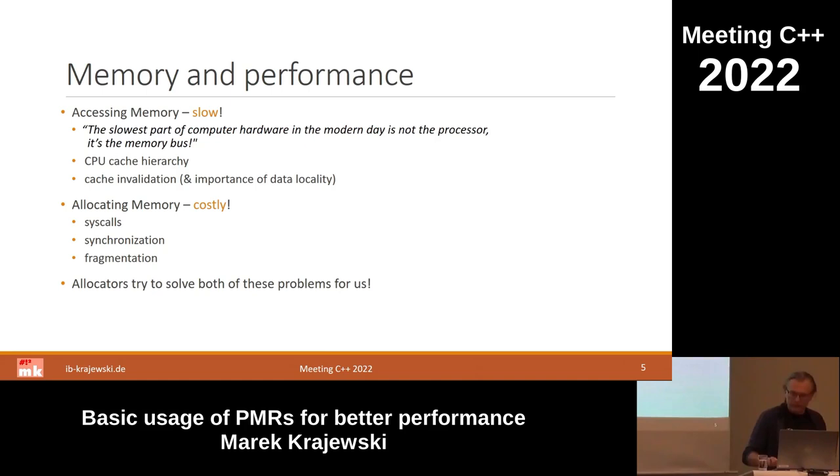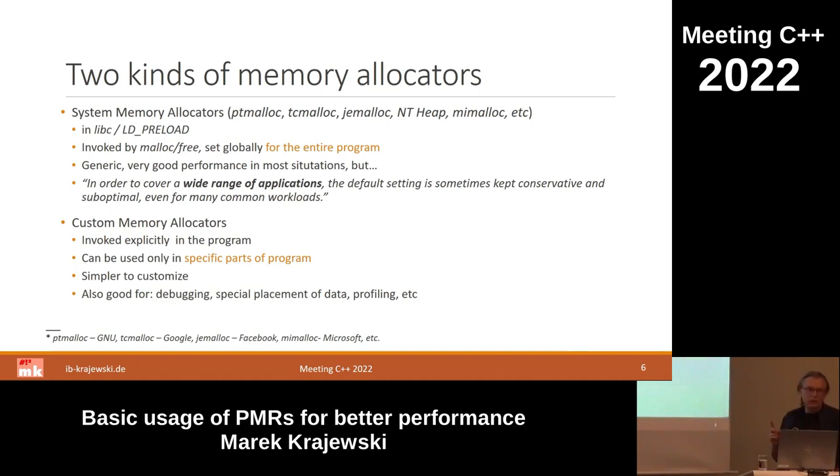There are two kinds of memory allocators. System memory allocators are provided to you by the standard library, the C library, libc. They could also be injected into the program at runtime on startup. They are invoked by the malloc and free functions, and once set, they are valid globally for the entire program. They are very good, I must say, but they have to cater for a very wide range of applications, so the default settings are normally a little conservative and suboptimal. So there is some wiggling room for custom memory allocators.